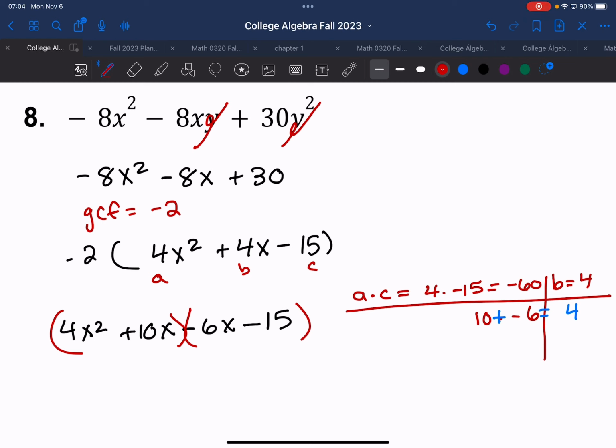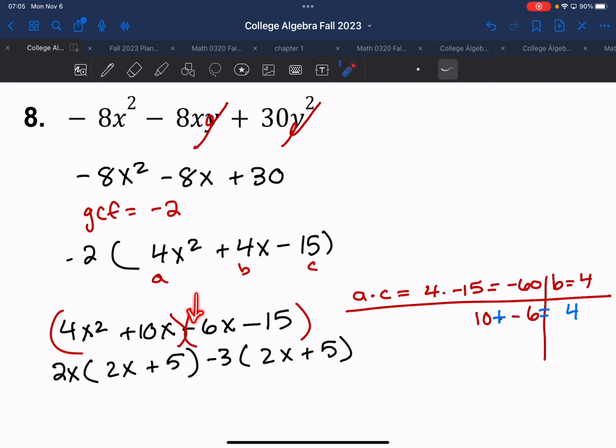So factor by grouping, and then I find my GCF. So what's the GCF of the first one? 2x, good. So 2x, and I'm left with 2x plus 5. And what would I have to take out from the second one in order for them to match? Negative 3, and then I have the matching 2x plus 5. Typically, when you have a negative right here in front of your second parenthesis set, usually you are taking out a negative for it to match. Oh, okay.